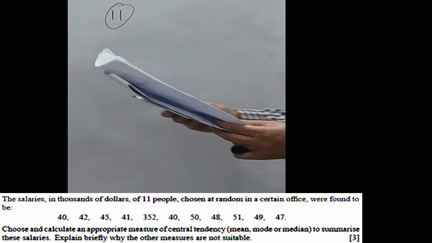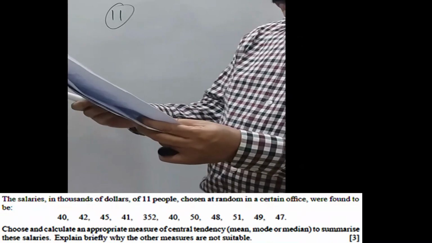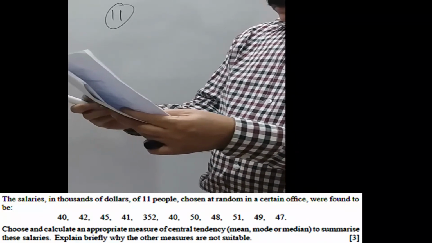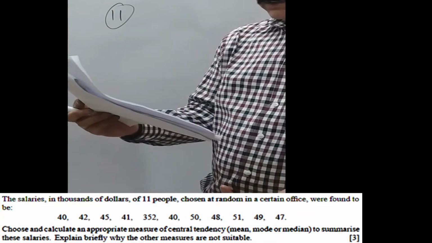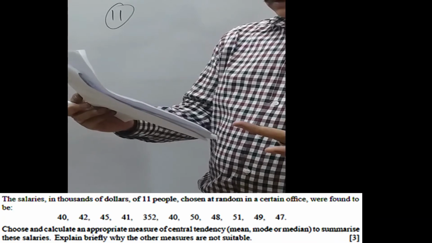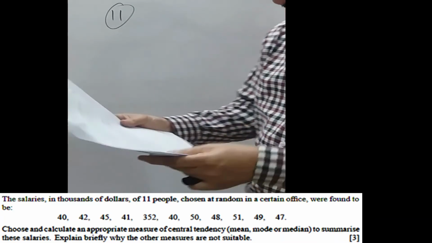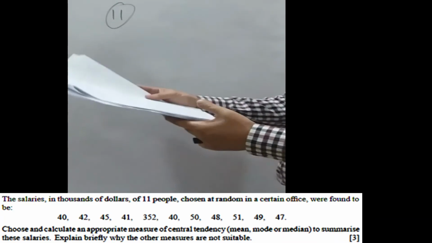Then we have question number 11. In question number 11, please read the question. It's a different question. In this question, you are asked to find the measure of central tendency which is suitable or best to describe this data. Now, how will you tackle this question?